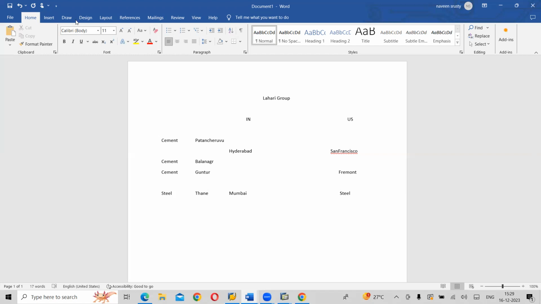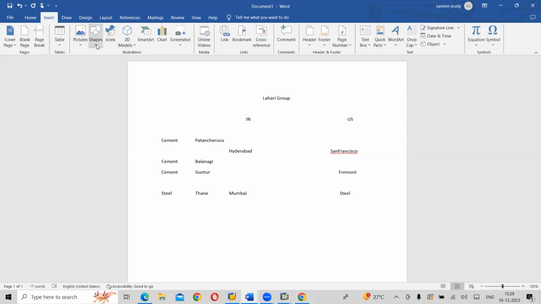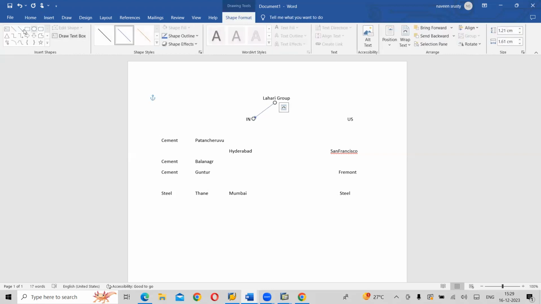So you need to design how Lahari Group and US are laid out. Next, in India, we have Hyderabad. In India, we have two branches, Hyderabad and Mumbai.